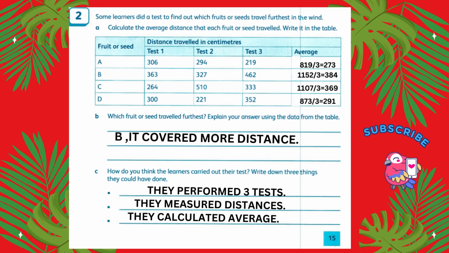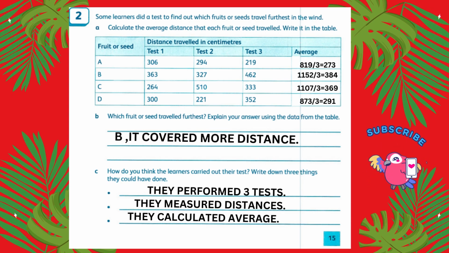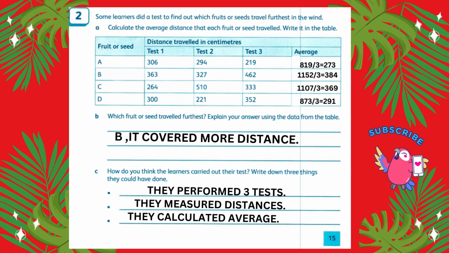So how can you calculate it? You have to add all these distances and divide by 3. So you have an average. Same as you have to calculate for fruit B, for fruit C, for fruit D.